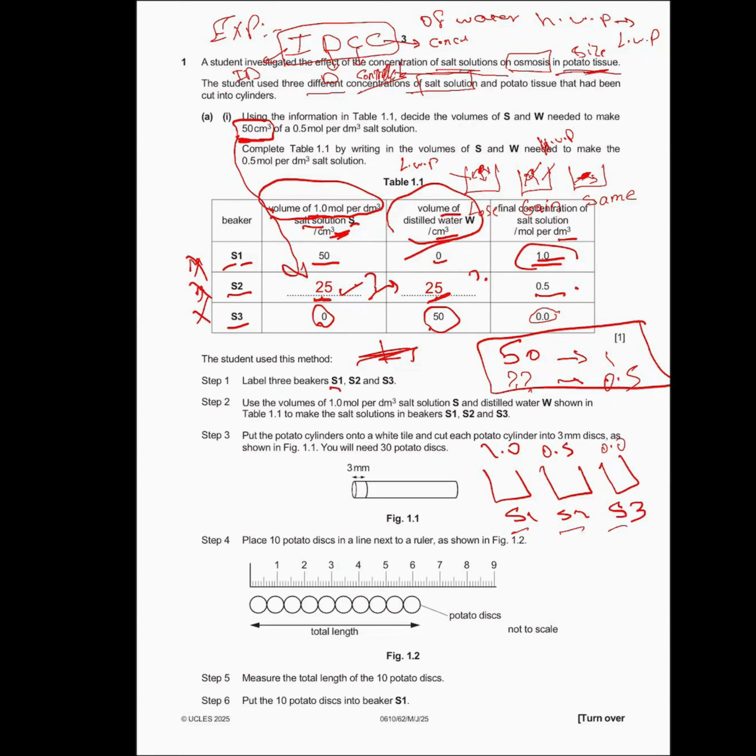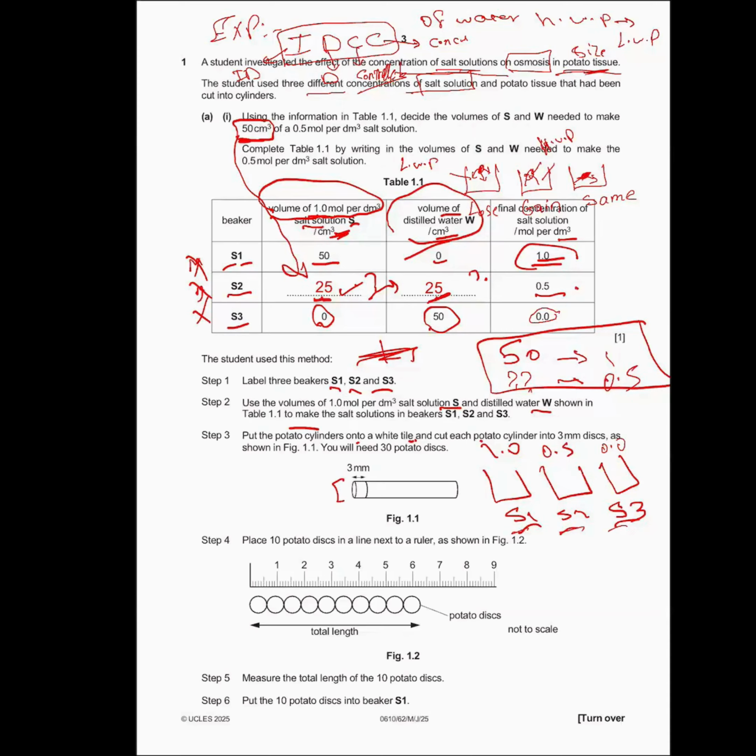So next he said label the three beakers S1, S2, S3. Use the volumes of the solution S and distilled water W to make the table. You have done the table. Put the potato cylinders onto a white tile ceramic and cut each potato cylinder into 3 millimeter discs.